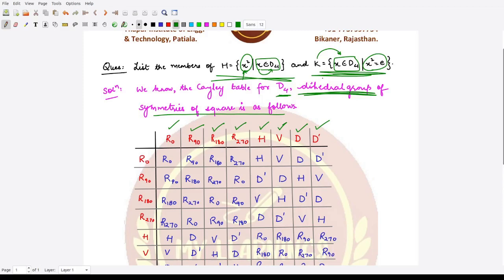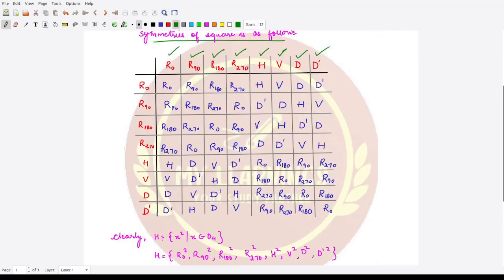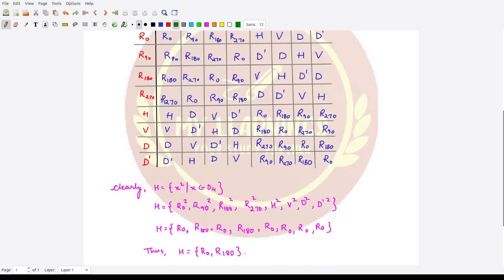If you have studied this group in detail, then you can very easily construct its Cayley table. Correct? You can see the different playlist on group theory for this construction of the Cayley table. Here we wanted to calculate H, which is the square of each element. So each element is R0, R90, R180, R270, H, V, D and D dash. Correct? So we have H as the square of each of them.